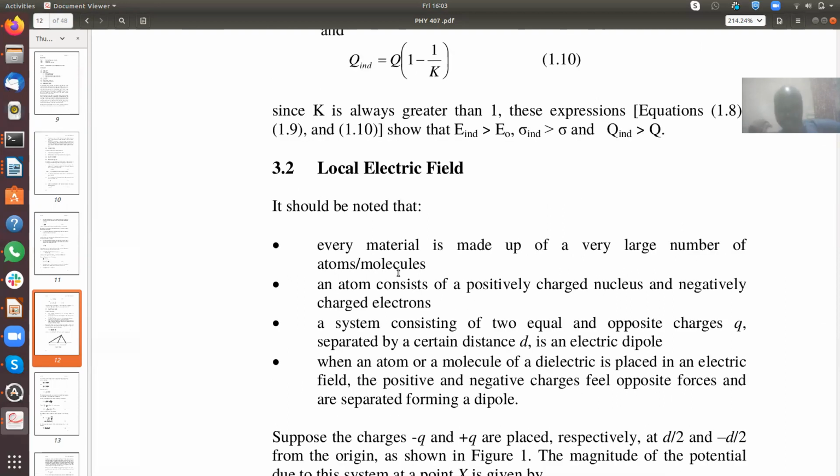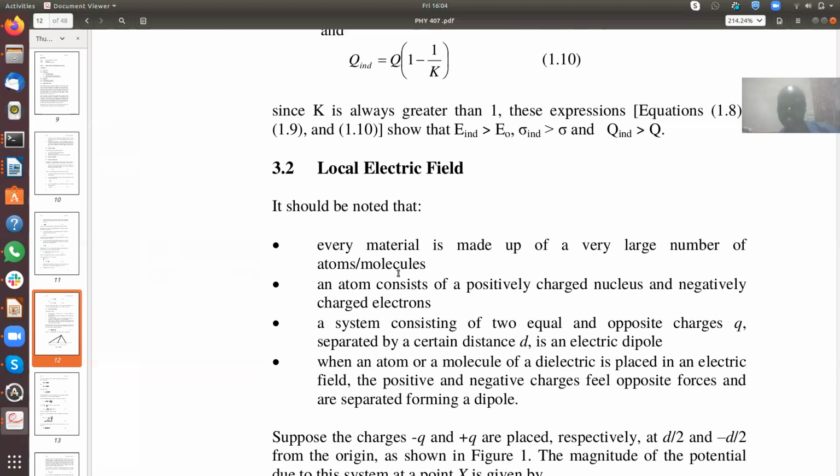So what is local electric field? In local electric field, what is of importance to us is that every material is made up of a very large number of atoms and molecules. You cannot talk about a material without trying to understand the constituent atoms or the molecules that constitute the material. And also an atom consists of a positively charged nucleus and negatively charged electrons. These are the major properties that contribute to the properties of an atom.